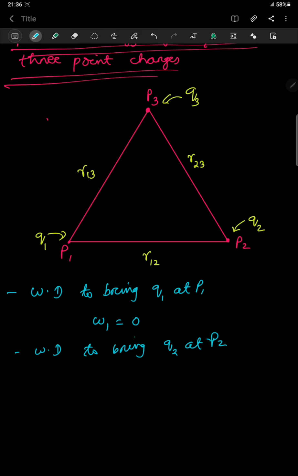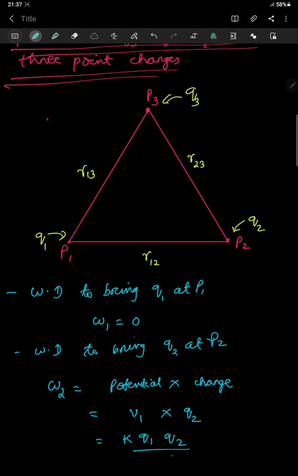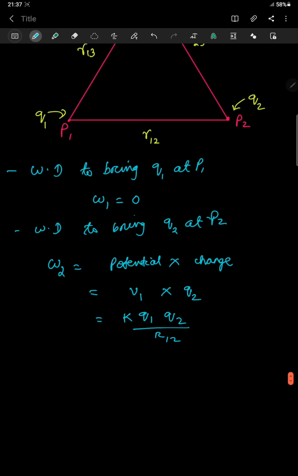While doing so, Q1 is already present at position P1. So W2 will be how much? Potential at that point into the charge. Potential is V1 into the charge Q2. So what will be your V1? K Q1 Q2 divided by R12. So this is the work done to bring the Q2 charge to P2.